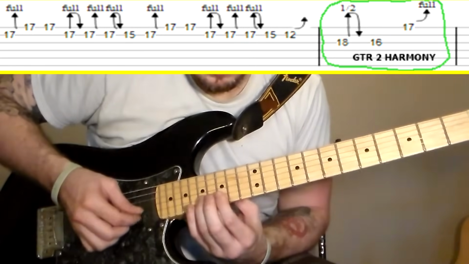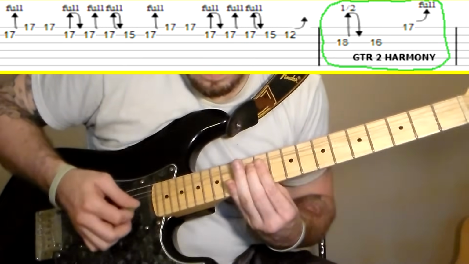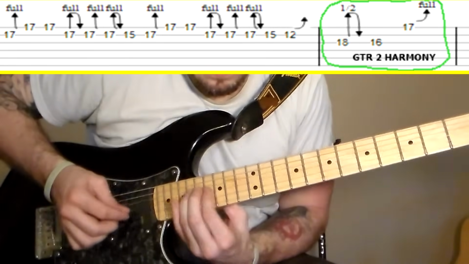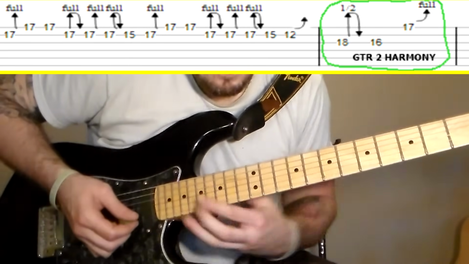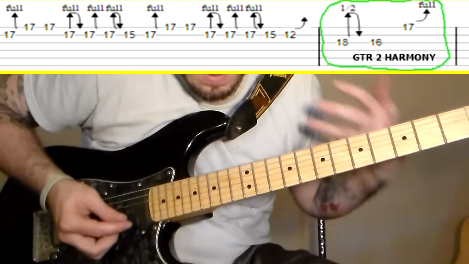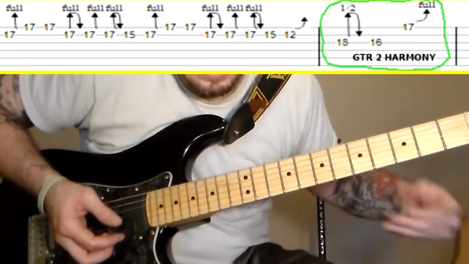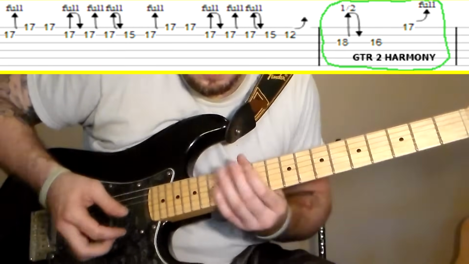Okay, and the other guitar player is going. And then the other guitar is going. Okay, so that's your harmony. Alright, and if you're looking at the tabs, you see it's circled in green. It shows you what the other guitar player is doing.